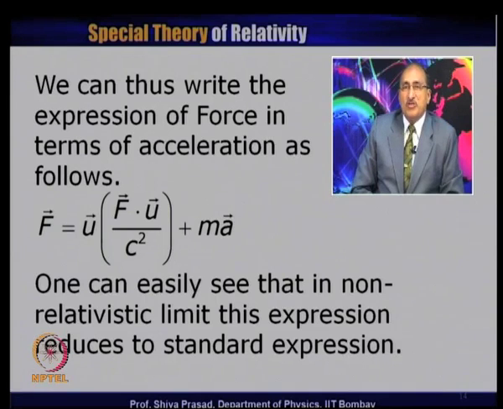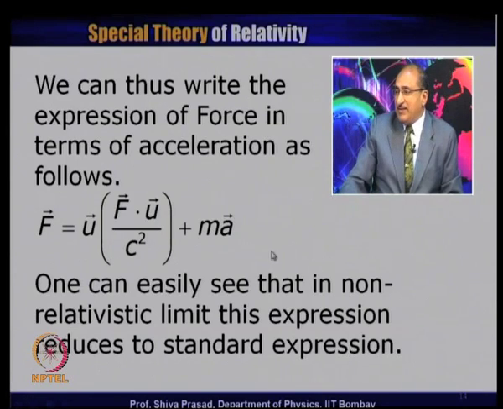Now, therefore, the expression of force can be written more clearly the way we wanted to write it, containing two terms. The first term has been reinterpreted in terms of f dot u. So, it will be written as f is equal to u multiplied by f dot u divided by c square plus m into a, where of course, m is gamma u m naught, let us remember it. So, this m is also speed dependent or velocity dependent mass, it is gamma u m naught. We can thus write the expression of force in terms of acceleration as f is equal to u f dot u divided by c square plus m a.